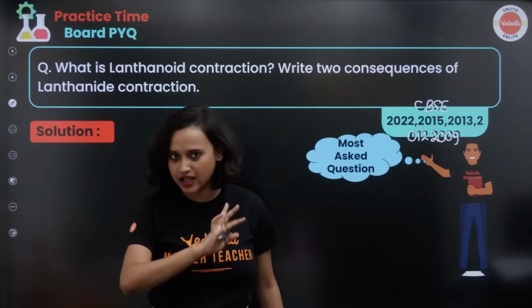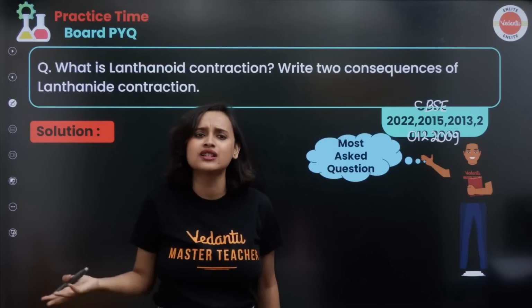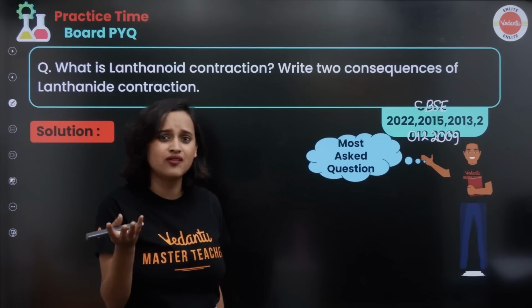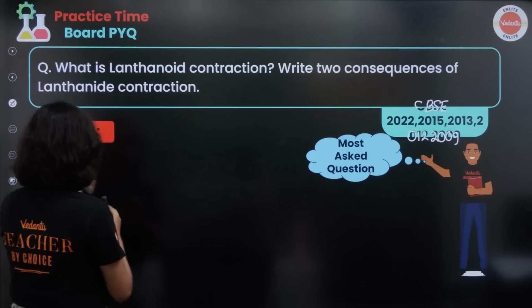So let's not skip this at all. And it's an easy question, right? It's a very easy peasy biryani question. Like what do you call? Laddu question, halwa question, whatever you call it. It's like that. Lanthanide contraction. What is it? Everybody knows it.